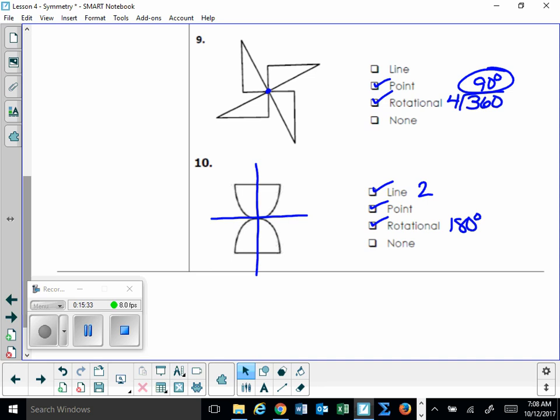So I want you to take a minute to write a summary about the three different types of symmetry and how you find them.